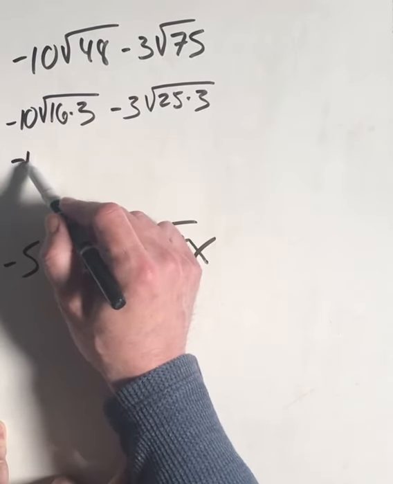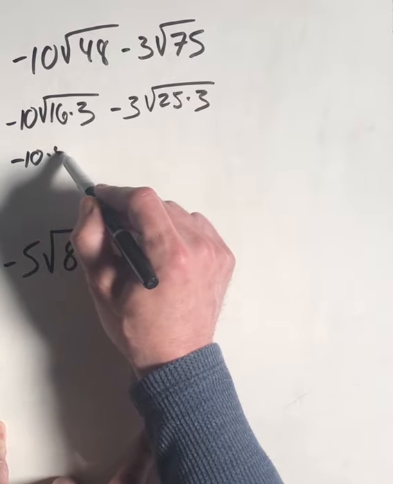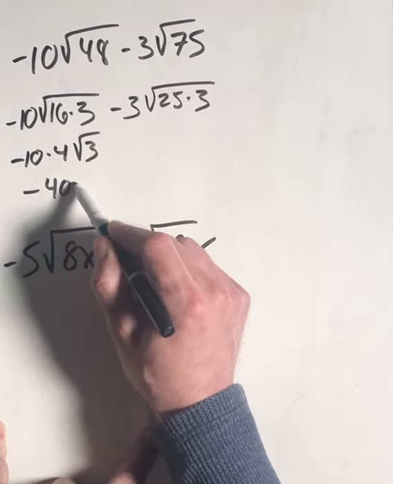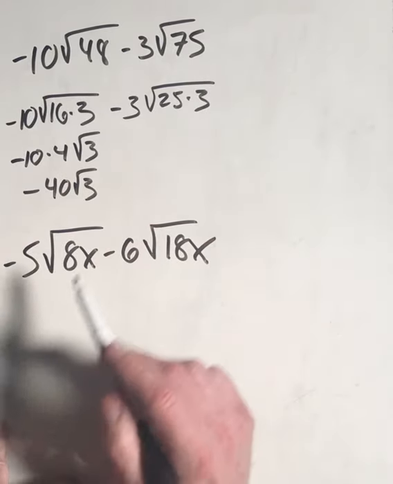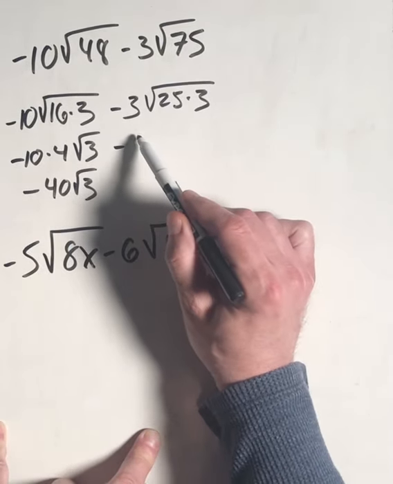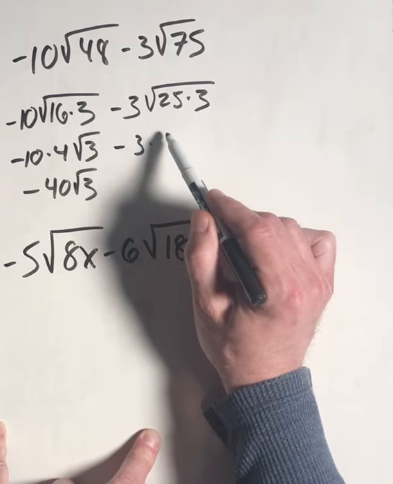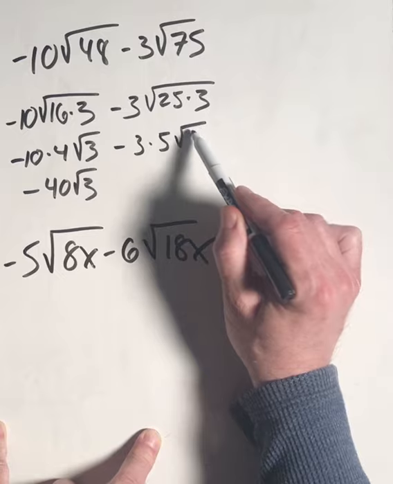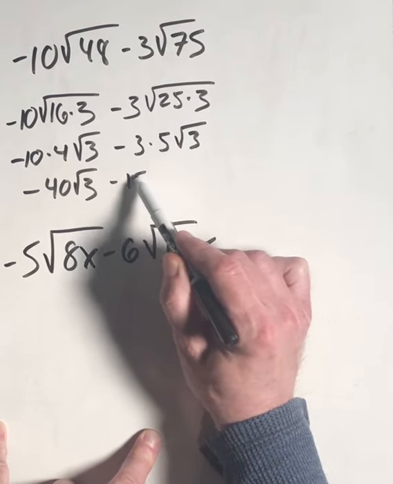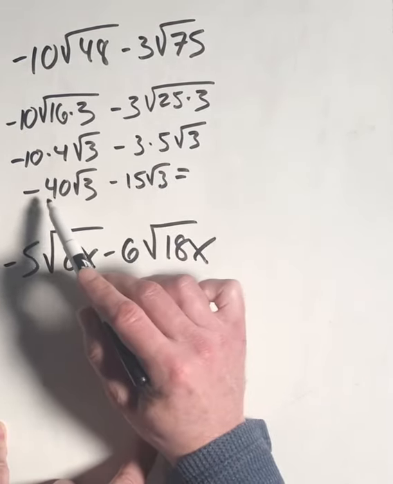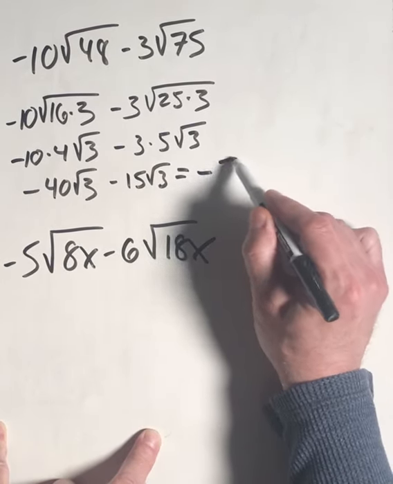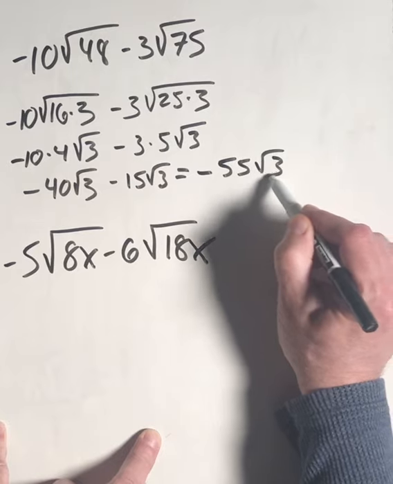So negative 10, the square root of 16 is 4, and the square root of 3 will stay. So this is really negative 40 times the square root of 3. Minus 3 times the square root of 25 is 5 times the square root of 3. So that would be minus 15 radical 3. So negative 40 radical 3 minus 15 radical 3 would be negative 55 radical 3.